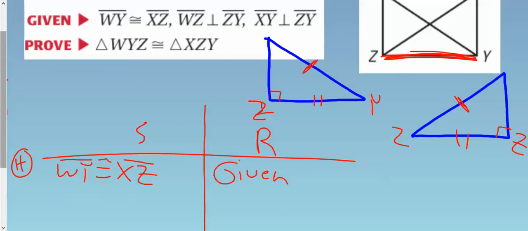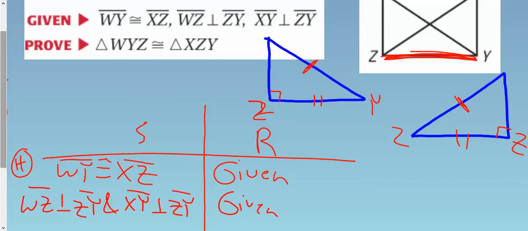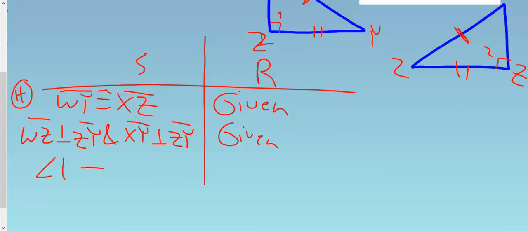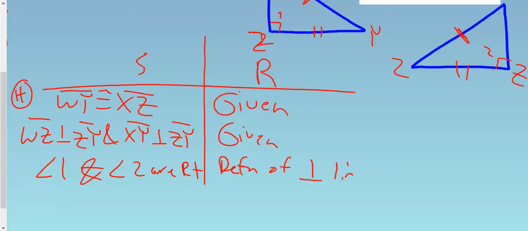And then I have some perpendicular segments. WZ is perpendicular to ZY, and XY is perpendicular to ZY. Given. And what that does is that makes angle, I'm going to call this angle 1 and angle 2. So I'm going to say that angle 1 and angle 2 are right. Definition of perpendicular lines. Now I'm establishing that this is a right triangle.